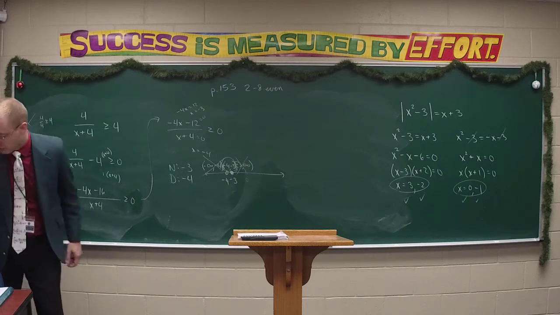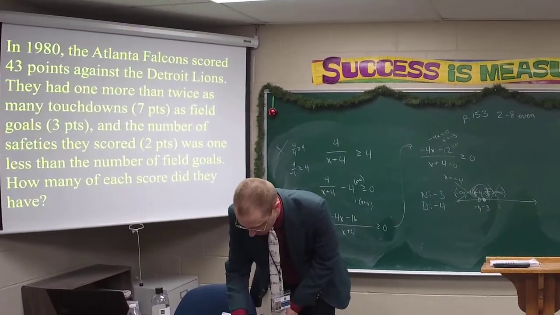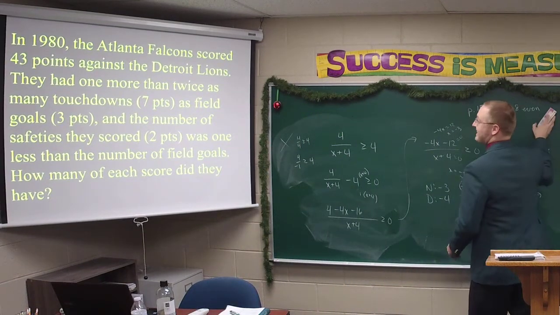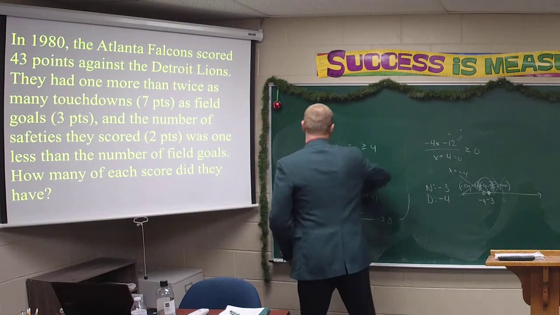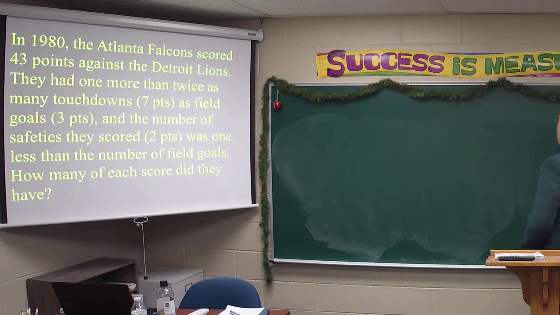All right, we're going to have to move fast for sake of time here, but let's take a look at this word problem here. Had to do a little research to pull this one up. Back in 1980, this is before I was alive, by the way, so I'm not that old, the Atlanta Falcons scored 43 points against the Detroit Lions. They had one more than twice as many touchdowns as field goals, and the number of safeties they scored was one less than the number of field goals. How many of each did they score?